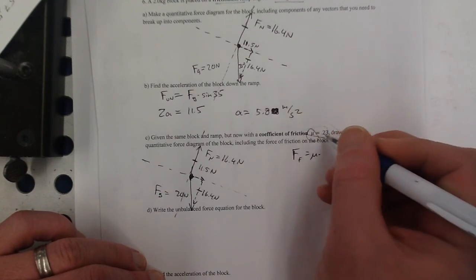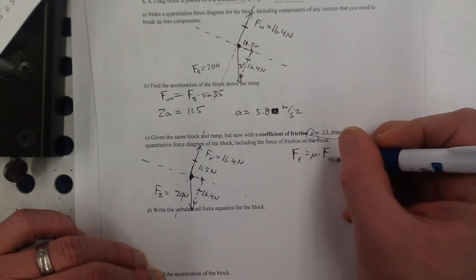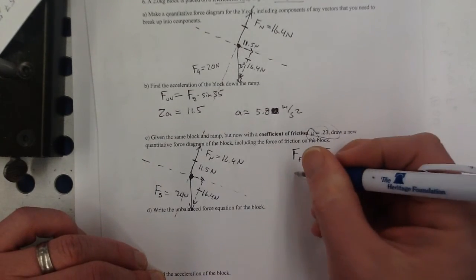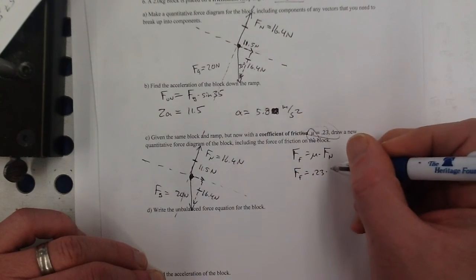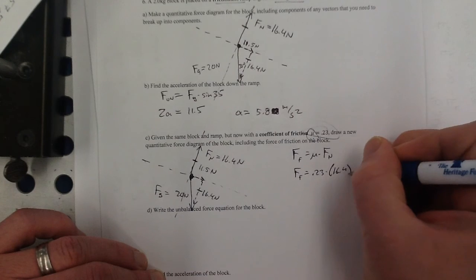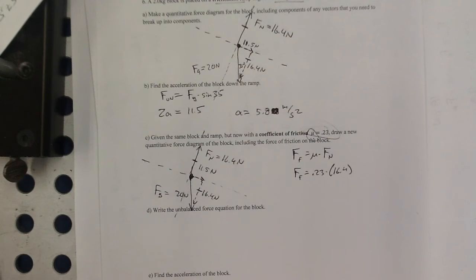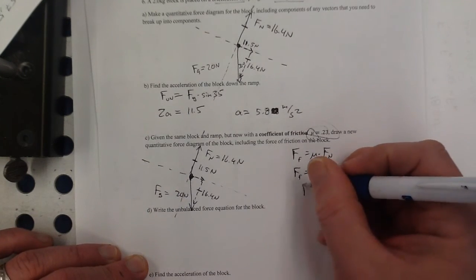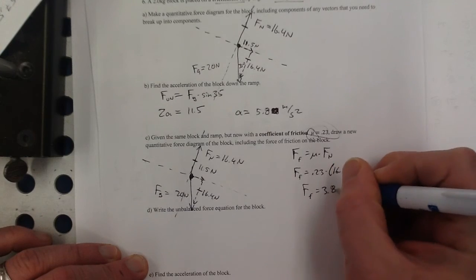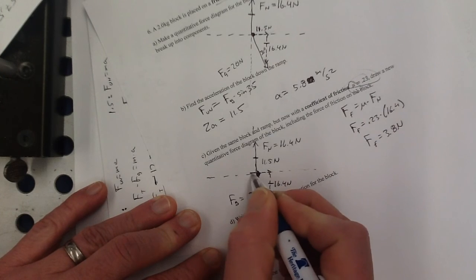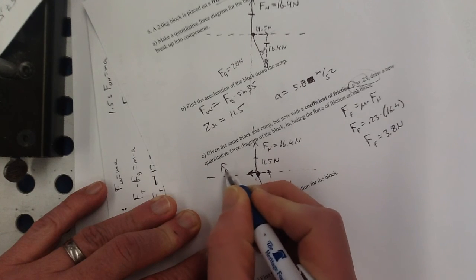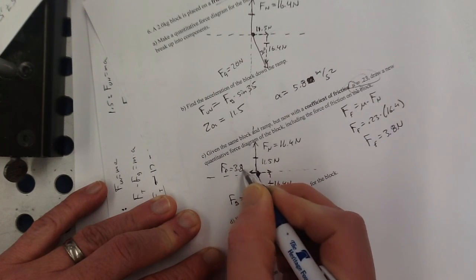Anytime you see that, whether you're looking for it or it's given to you, you know you're going to be using this equation, right? So the force of friction is equal to mu times the normal force, which is 16.4. So 0.23 times 16.4 is about 3.8. And that's pretty small compared to this. I'll try to make it look at least a little bit smaller than that. The force of friction is equal to 3.8 newtons.